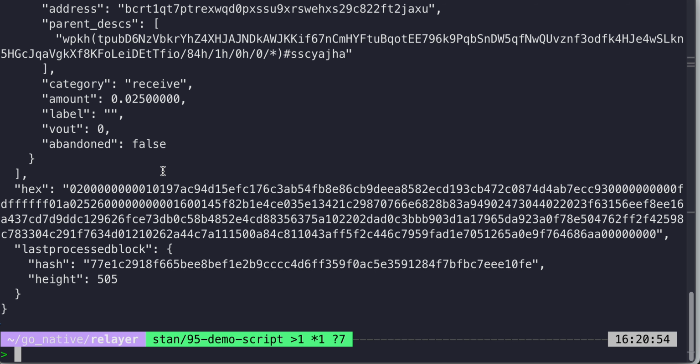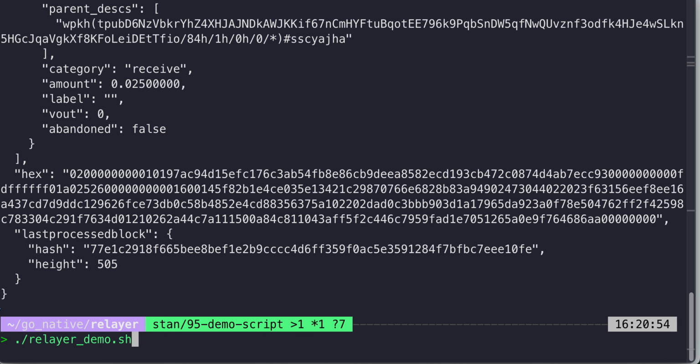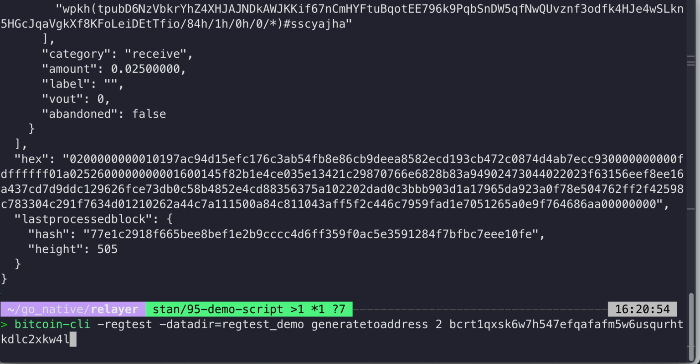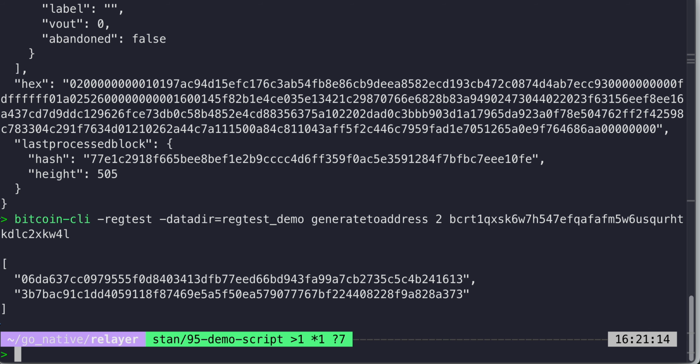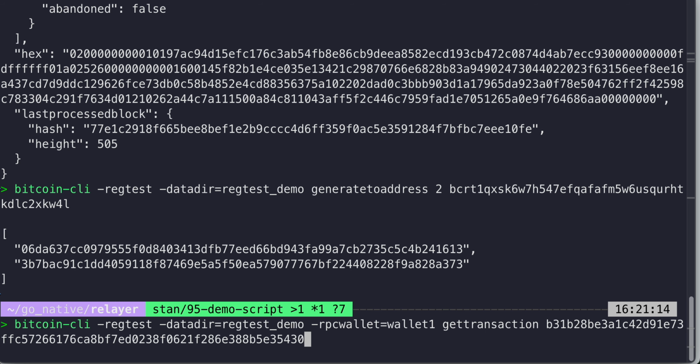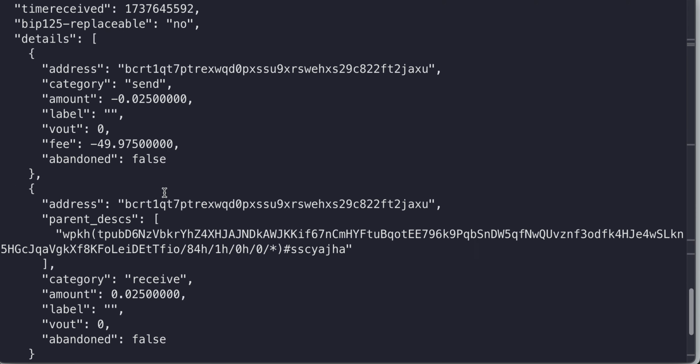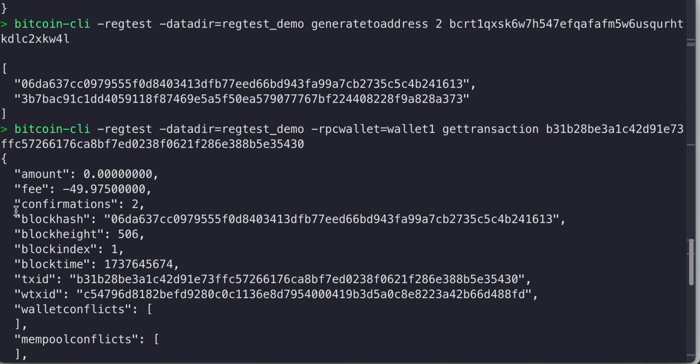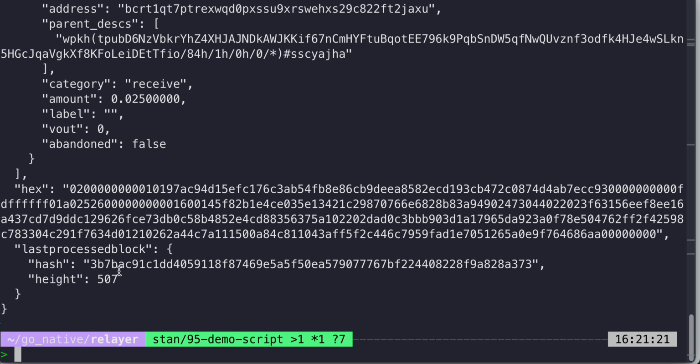For it to be included in the block, we'll have to manually generate 2 new blocks because we are running the local network in regtest mode. Now we generated 2 new blocks, so let's query for the transaction one more time. And as we can see, the confirmation now is on 2, and we actually get more information. This is about the block. So the block hash, block height, etc. And this is basically saying this transaction was indeed included in a block.